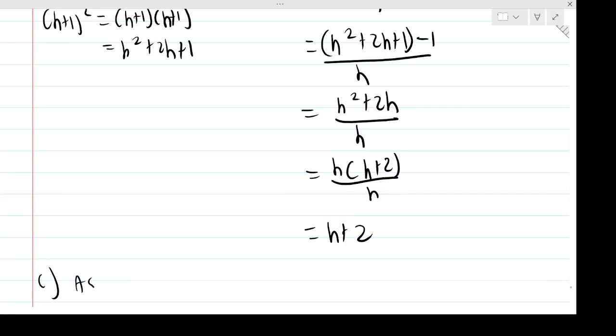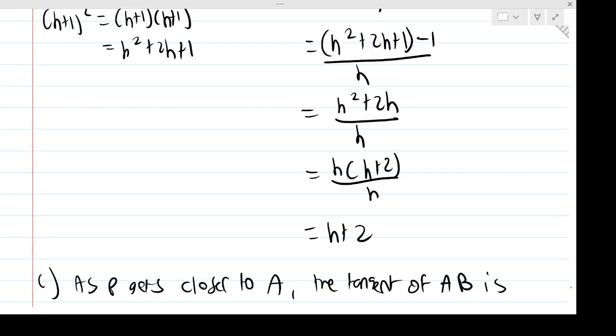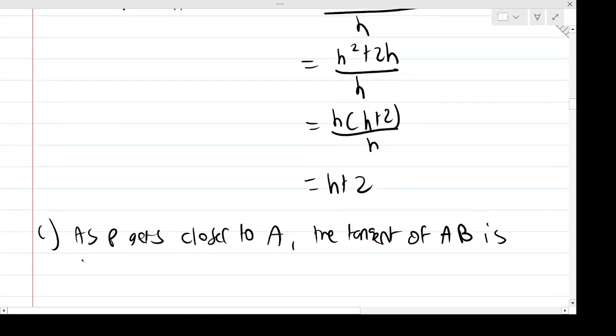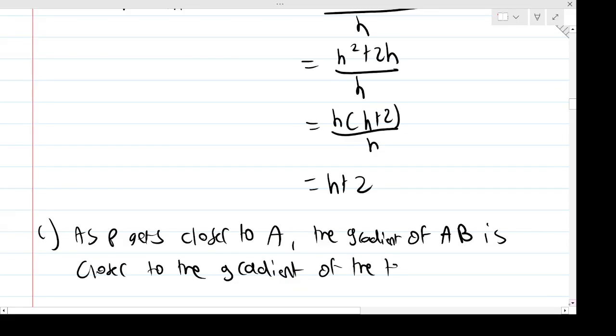As P gets closer to point A, the gradient of AP is getting closer to the gradient of the tangent at A. And so that's what's going on. Okay, so that's my answer then.